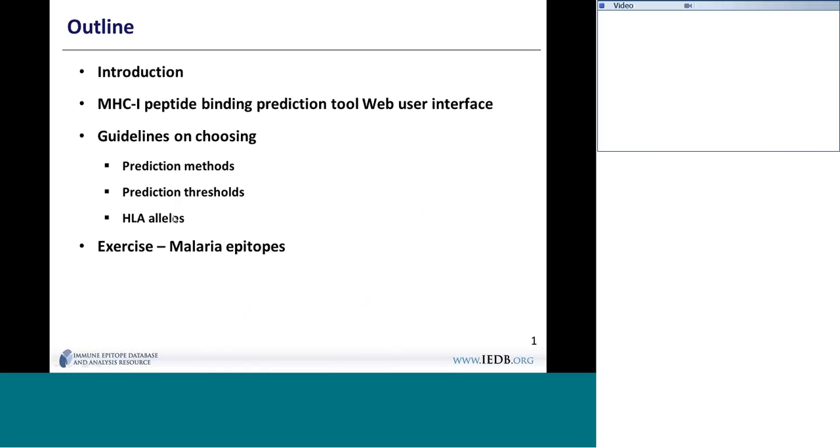And then I will also talk a little bit about how you choose between different HLA alleles if you're working on developing a vaccine, for example, that you want to work worldwide. So at the end, we will have a short exercise where you will have a chance to use the tool and predict some malaria epitopes.